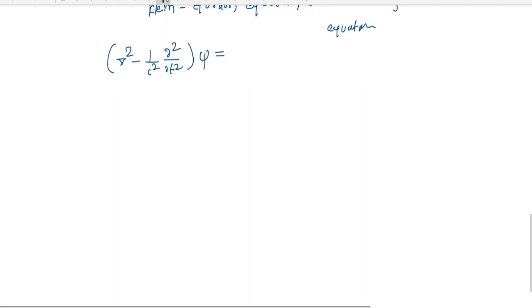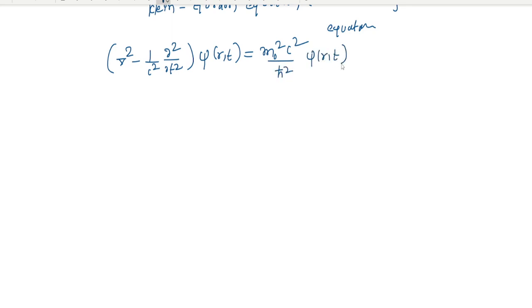So, or else, this equation I'm going to write like this: del square minus 1 divided by c square, dou square divided by dou t square, acting on the wave function psi of r comma t, equal to m naught square c square divided by h cross square times the wave function psi of r comma t. So, Klein Gordon, just rearrange this equation like this.